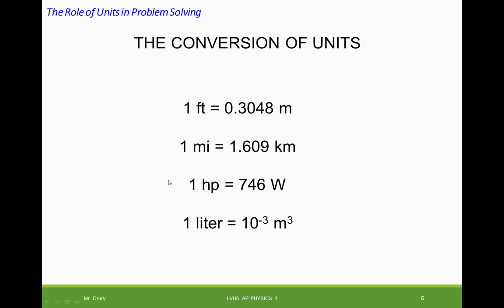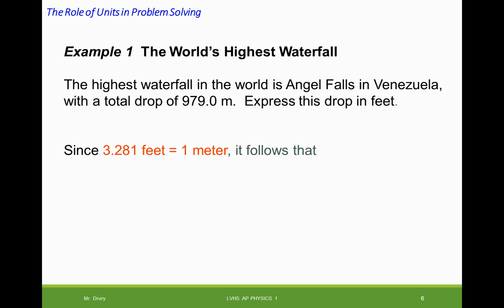We're also going to talk a little bit about converting from one unit to another. And some of these conversion factors are found in the inside cover of your book. For example, we may want to get from feet to meters or from horsepower to watts, which I'll show you in a moment. All right, let's look at the first example.